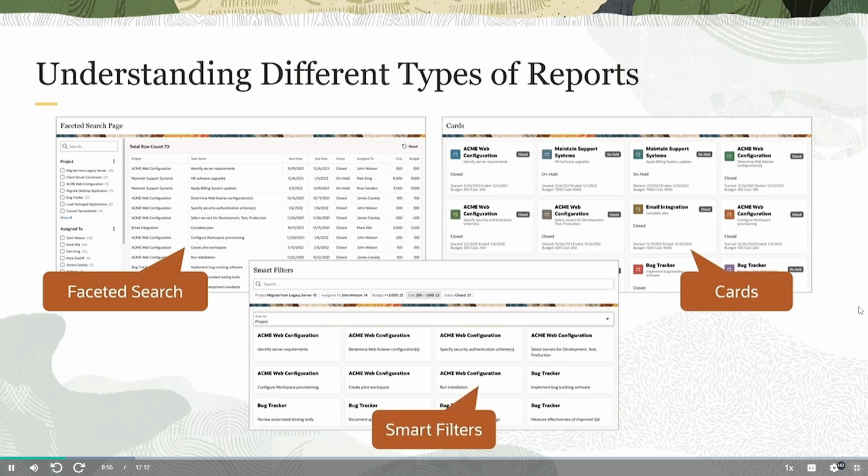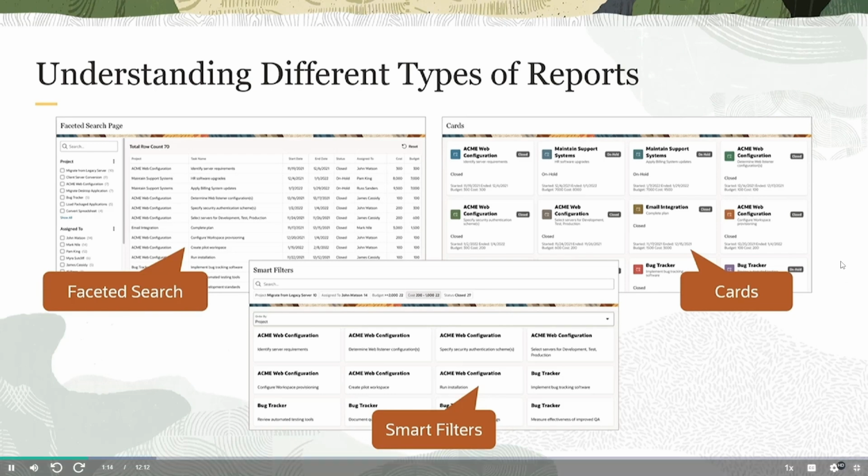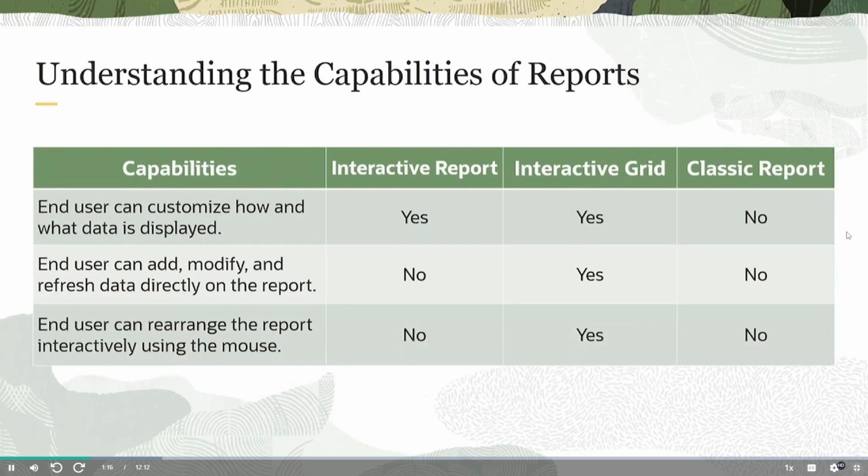The main difference between the different types of reports is the extent and the way in which end users can customize the appearance of data through searching, filtering, sorting, column selection, highlighting, and other data manipulations. You learn more about each of these report types in the upcoming videos. Let us look at some of the capabilities of different reports.